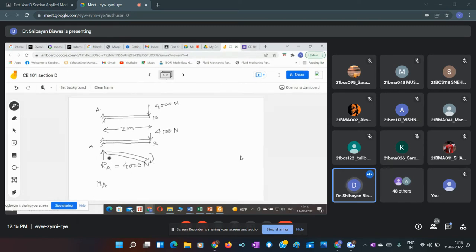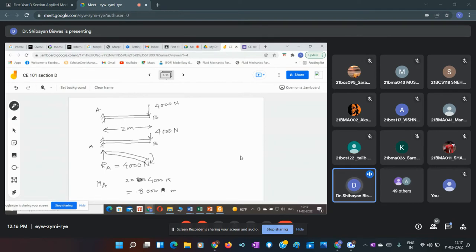But it cannot be that this happens without the support applying some moment to provide the restriction. What will be that moment here? It is equal and opposite to the moment generated by the external force. What is the moment generated by this external force? 4,000 Newton into 2 meters, that is 8,000 Newton meter.